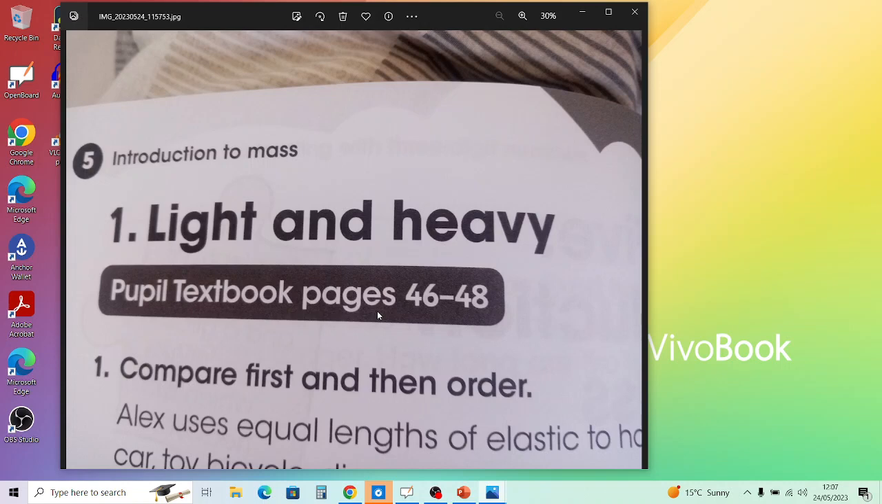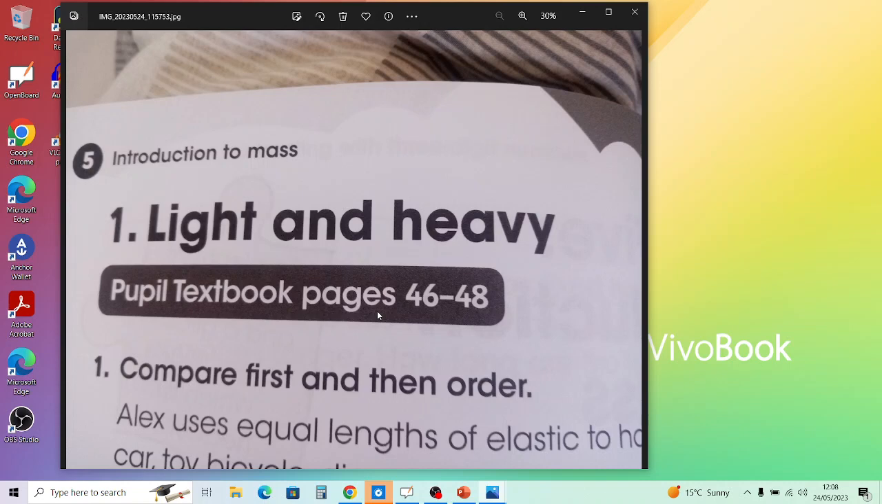Page 60, compare first and then order. So question 1, Alex uses lengths of elastic to hang up the toys, and order them from the lightest to heaviest. So with the elastic, the heavier the object is, the further down it will go. So order them from the lightest. The lightest will be 3, and then a 4, 2, 1, and then a 5. A 5 being the heaviest, because it's the furthest down.